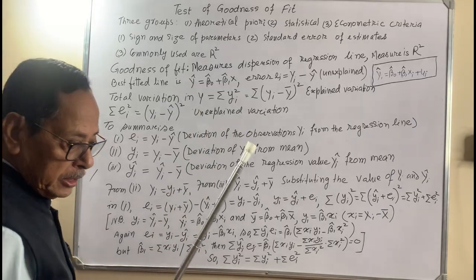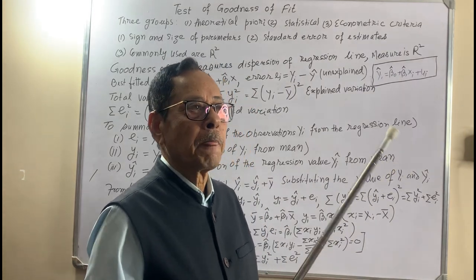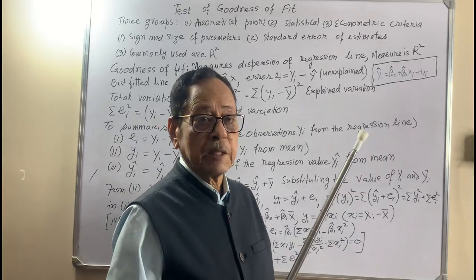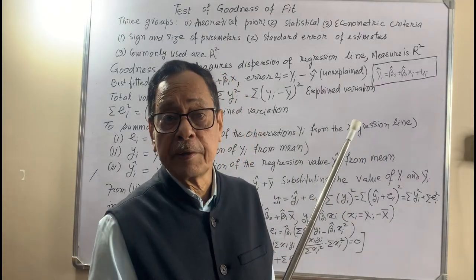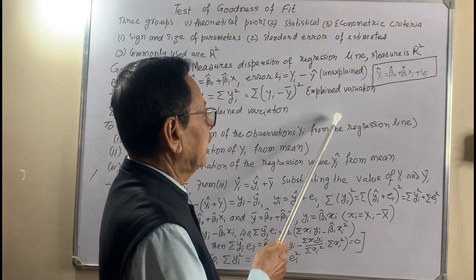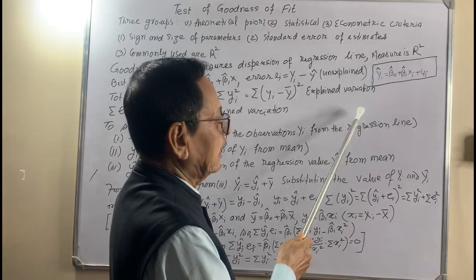So when we remember in our linear algebra topic, that when we fitted a least square line, there are two kinds of lines. One line passes through the average of Y and average of X.